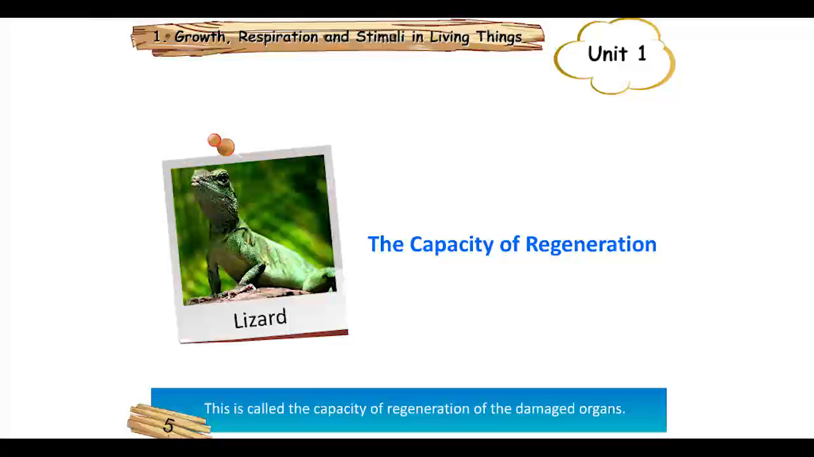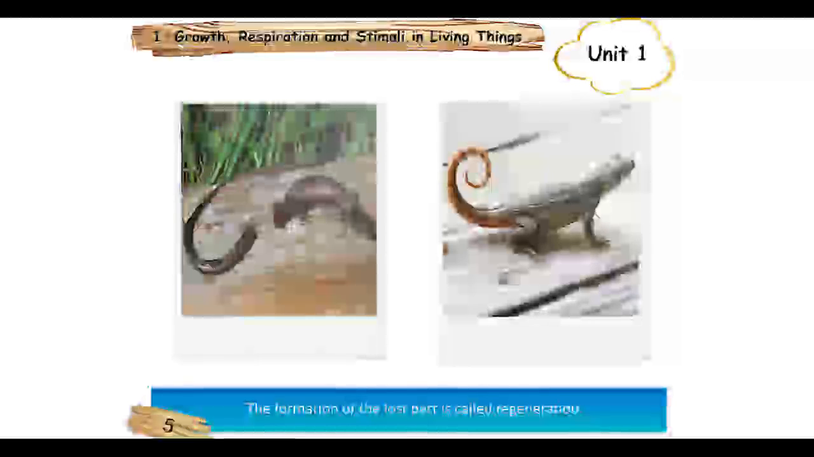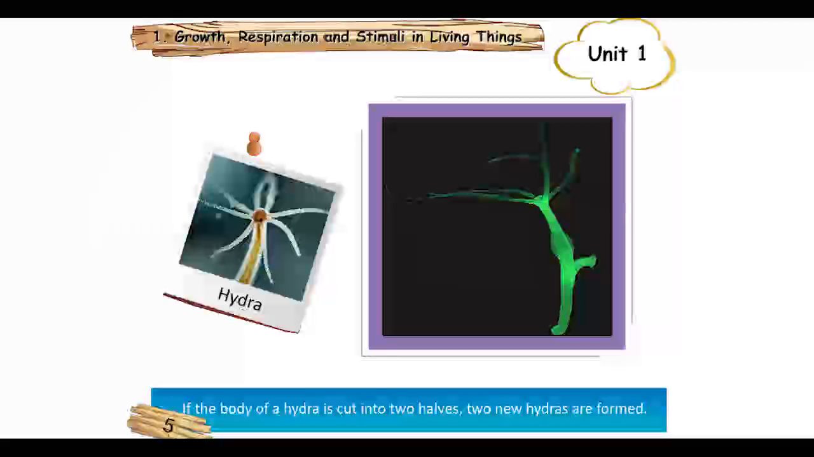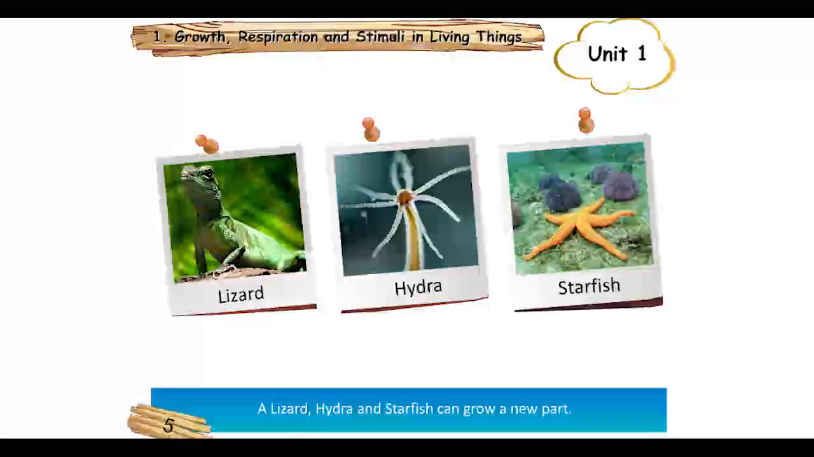This is called the capacity of regeneration of the damaged organs. The formation of the lost part is called regeneration. If the body of a hydra is cut into two halves, two new hydras are formed. A lizard, hydra and starfish can grow a new part.